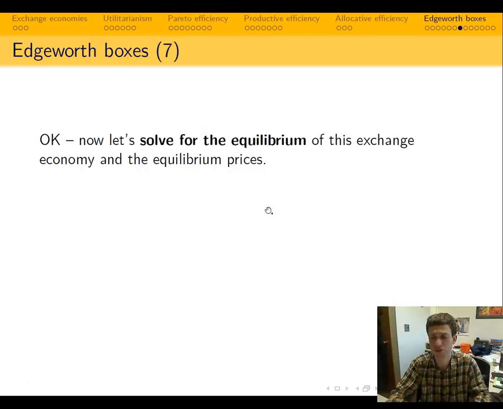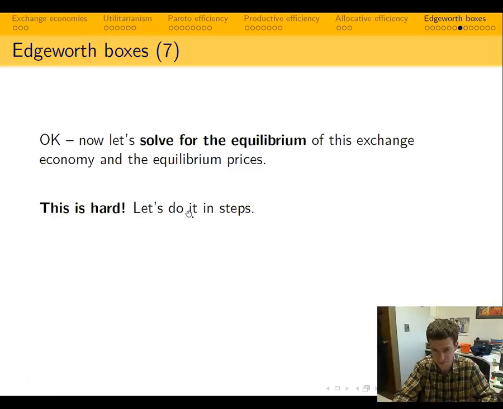So now we want to solve for equilibrium. Part of the beauty of Edgeworth boxes, it's about as simple a problem as you can have, such that you can solve for the price and the quantity simultaneously. It's a little bit hard, so we'll do it in steps.